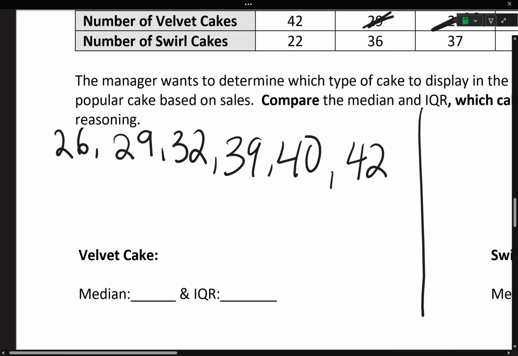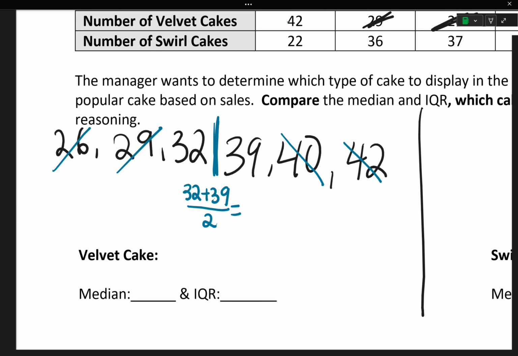So let's find the middle. Oh, there's 2 numbers in the middle. So in order to find the median, I'm going to do 32 plus 39 divided by 2. 32 plus 39 is 71. 71 divided by 2 is 35.5.